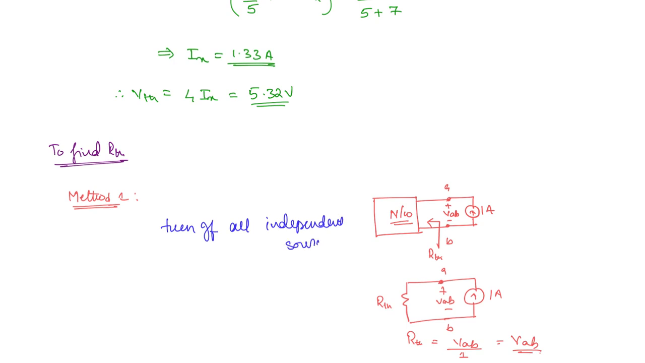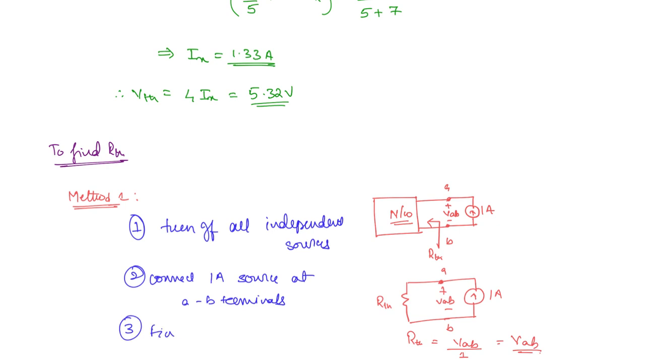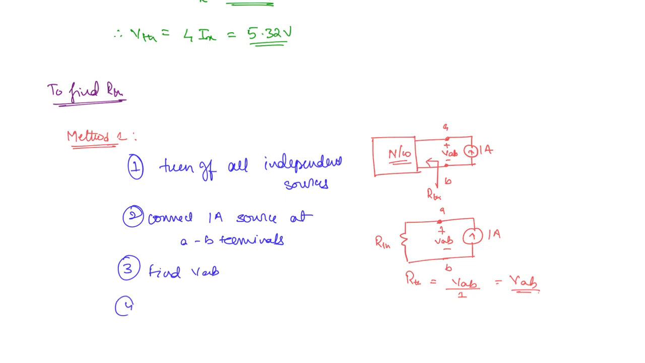So you can consider this as the first step: turn off all independent sources. Now connect a 1 ampere source at the AB terminals, and now find VAB. And you're going to get RTH is equal to VAB by 1. This is method 1.